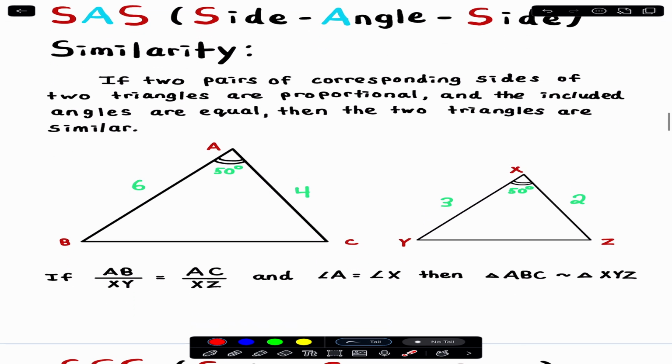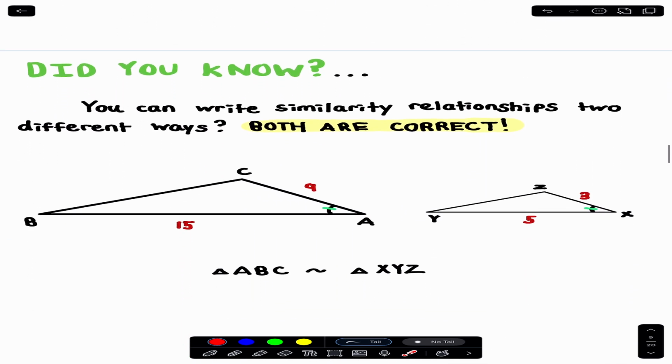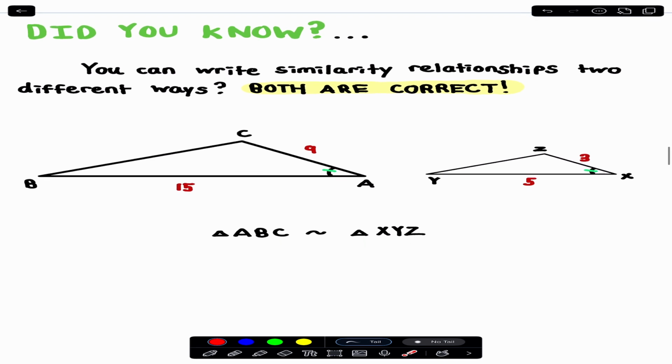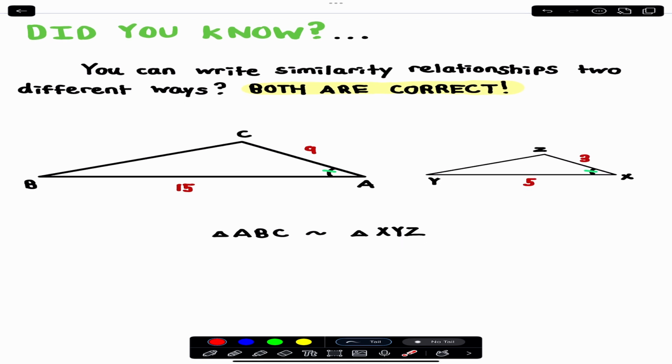Okay, now as promised, I'm going to help you to write out similarity relationships. So basically those ratios you saw earlier, I'm going to show you how to write them out properly 100% of the time, every single time. So pay special attention to this section.